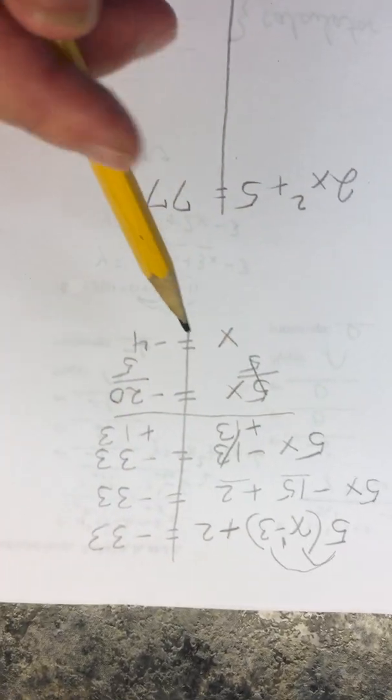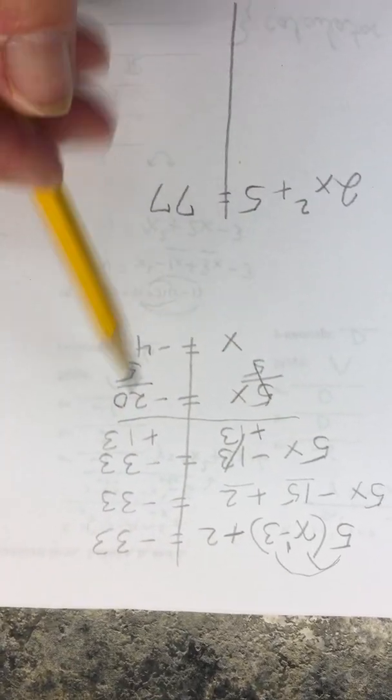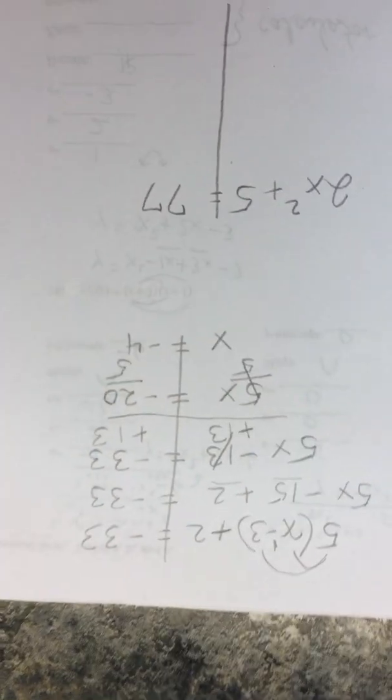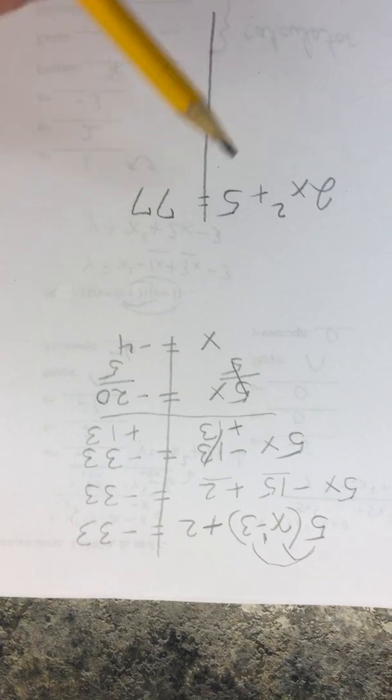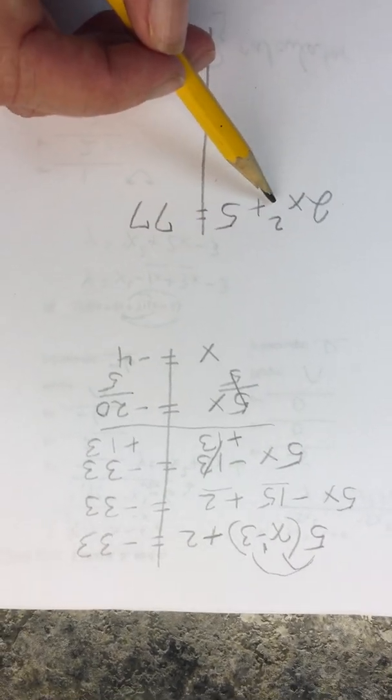So if you were to graph this thing, x equals negative 4, it makes a straight line. If you were to graph the original equation, it would be a straight line. So this one, if you were to graph it, it makes a parabola. All right, so now let's go ahead and do the same thing.